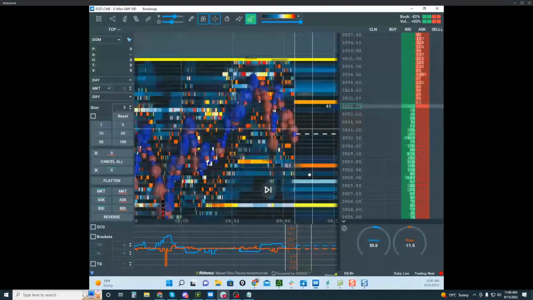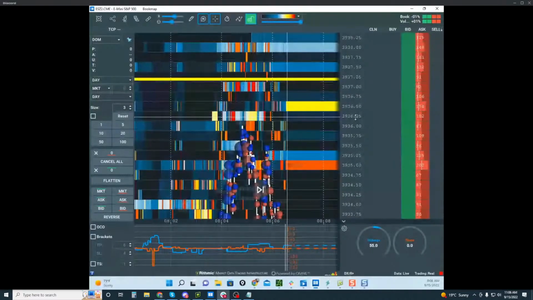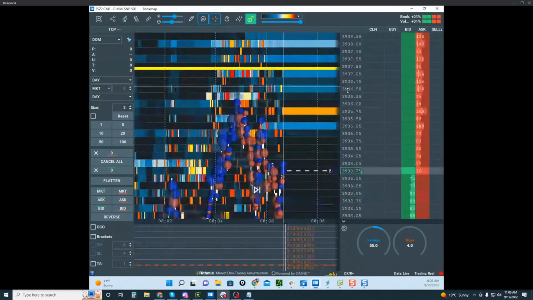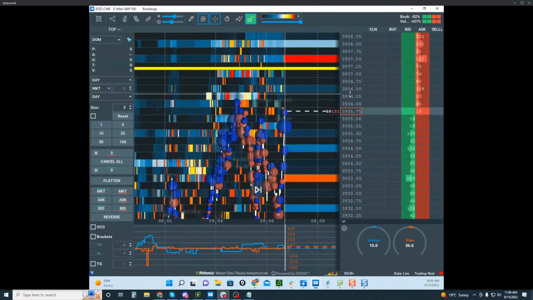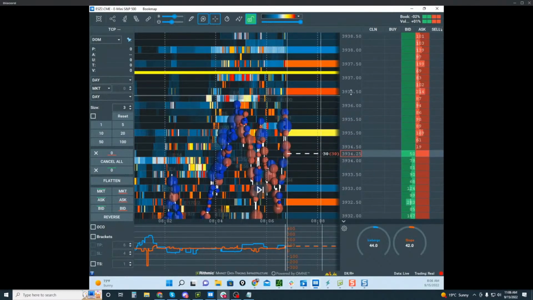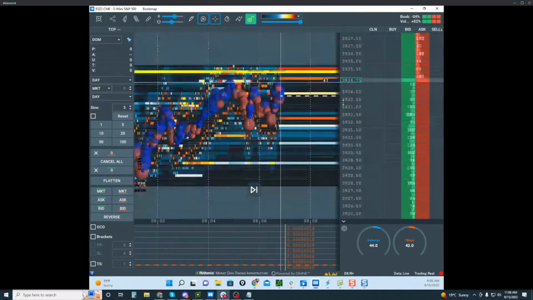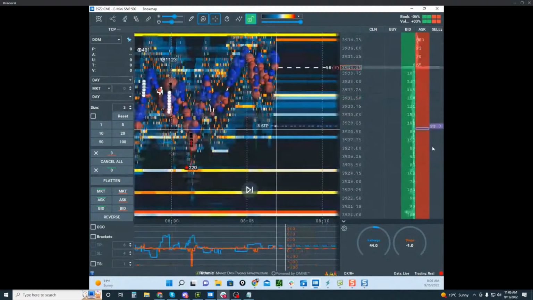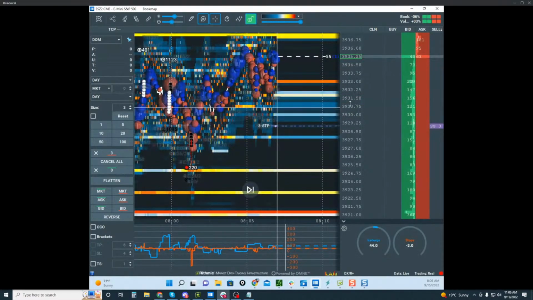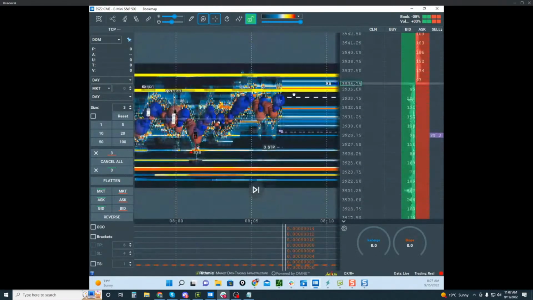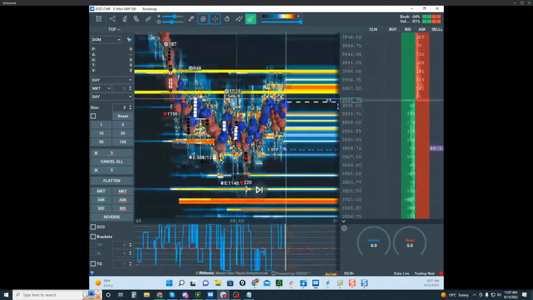So the bottom of this zone was 37.25. So I can't add right now. Why can't I add right now? 27, 28, yeah, 29. 28.75 is actually 8.25. That's where I will go short this. All right, so that's ready to go.